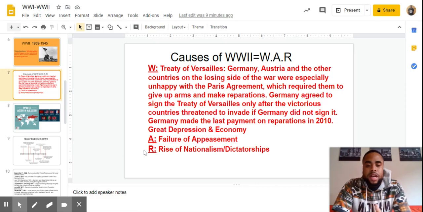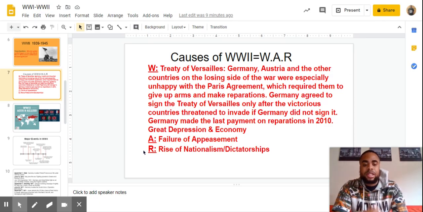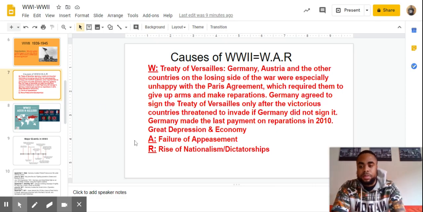The last part of the causes of World War II is the rise of nationalism and dictatorships. So the R part is the rise of nationalism and dictatorships. For the past few weeks, we've been talking about nationalism and how the dangers of nationalism lead to these leaders that create cult-like personalities and really cause a lot of harm on their countries.